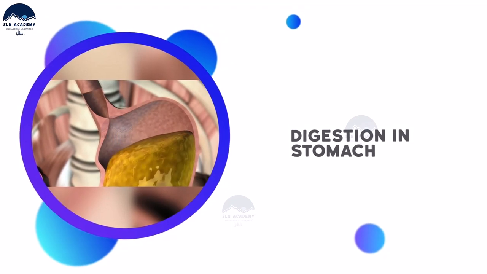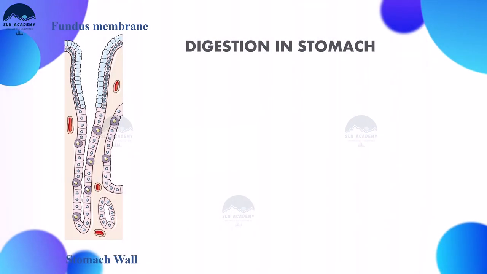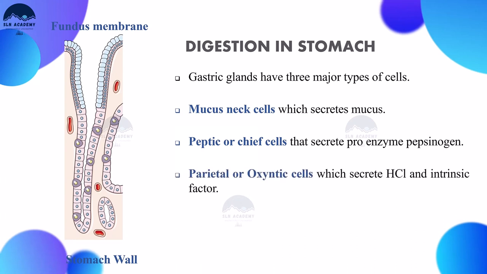Digestion in stomach. Gastric glands have three major types of cells. Mucous neck cells, which secrete mucus. Peptic or chief cells that secrete proenzyme pepsinogen. Parietal or oxyntic cells, which secrete hydrochloric acid and intrinsic factor. pH of gastric juice is 1 to 3.5.